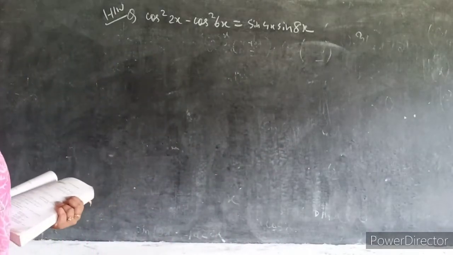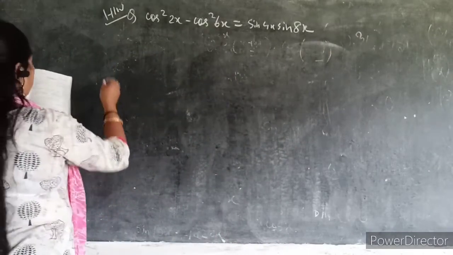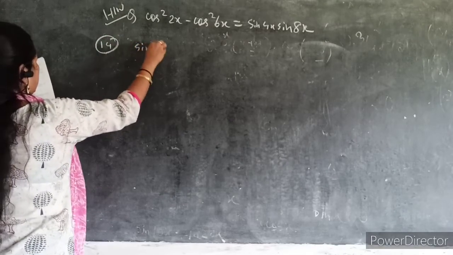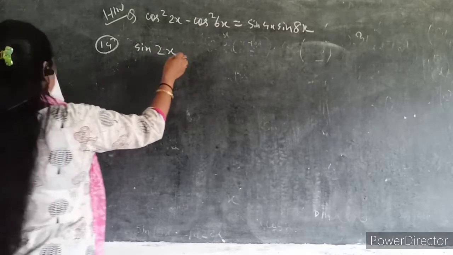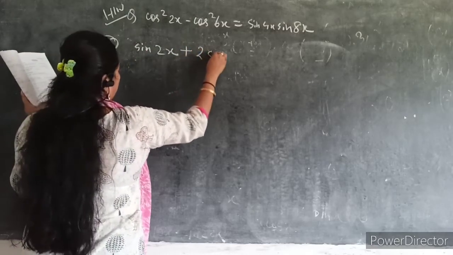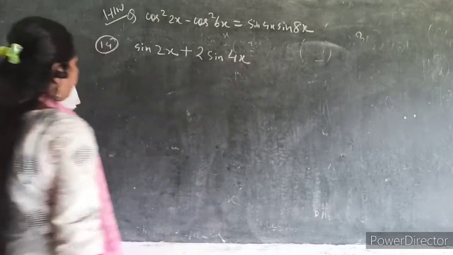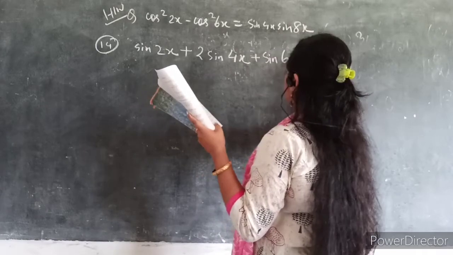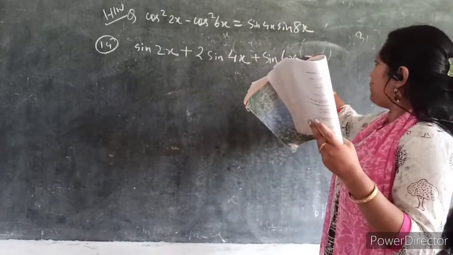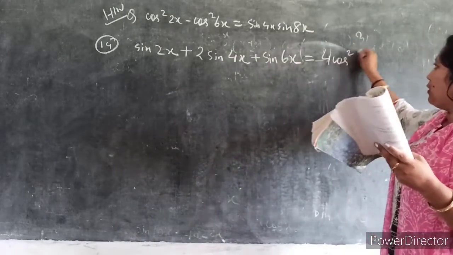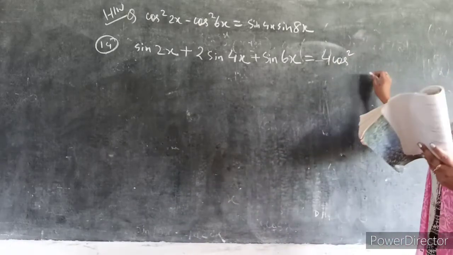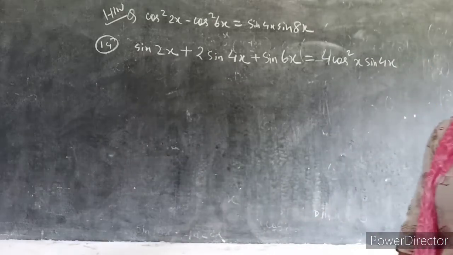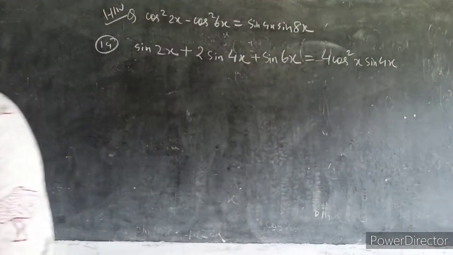Okay. So I am taking your next question, that is question number 40. sin 2x plus 2 sin 4x plus sin 6x must be equal to 4 cos²x into sin 4x. So this is the question given to you.